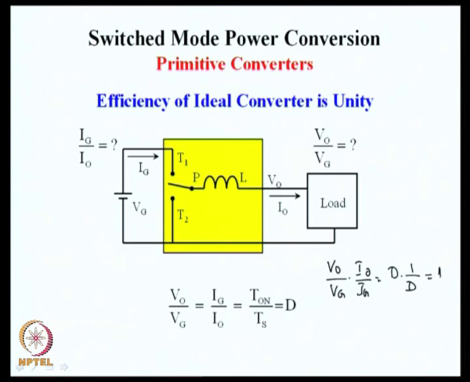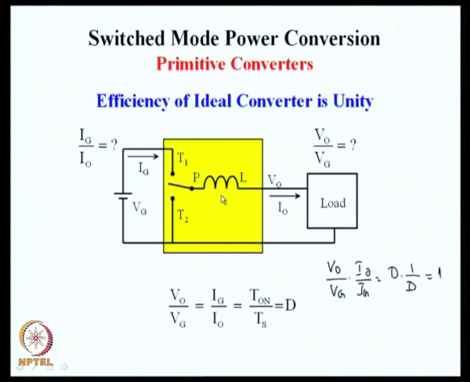So, what we notice is that the forward voltage ratio and reverse current ratio being the same, when you multiply V naught I naught and then find the ratio of V naught I naught to Vg Ig, it is d into 1 by d, which is 1. This signifies that ideally the efficiency of a converter is unity. All the power that is drawn from the source is completely delivered to the load, and there are no losses in the switch or in the inductor.